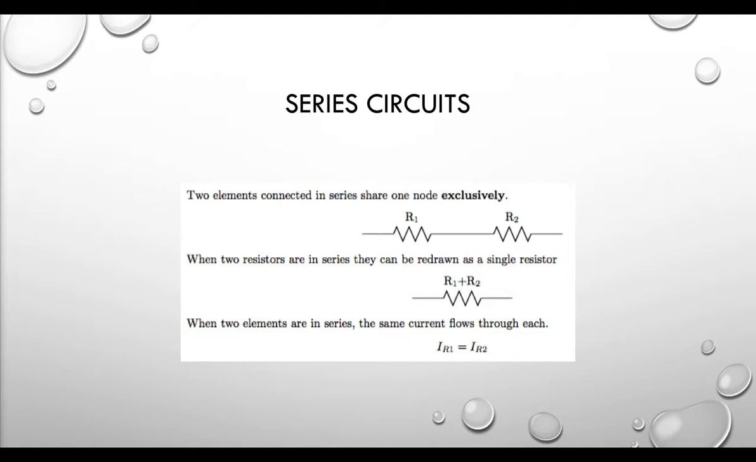So, series circuits. As this slide says, two resistors, in this case, are connected in series if they share one node exclusively. That means there are no other devices or elements connected to that node between R1 and R2. And if that's the case and they're in series, then we can redraw R1 and R2 as a single resistor, and the resistance of that single resistor is just R1 plus R2.